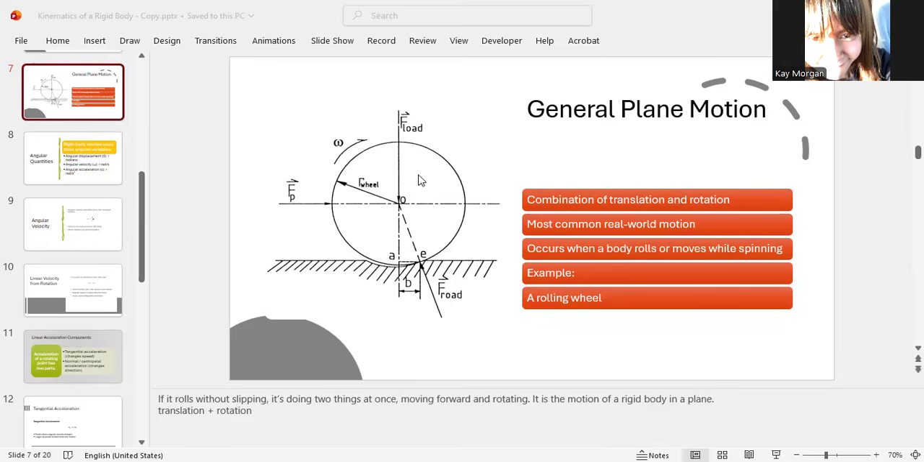Now, if I draw a little circular path, don't say that that's not my rigid body. That is your rigid body. We are just concentrating on that little circle instead of the whole thing.